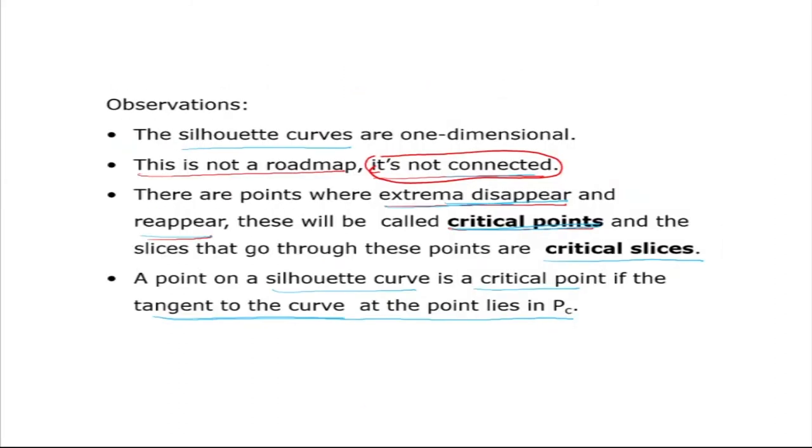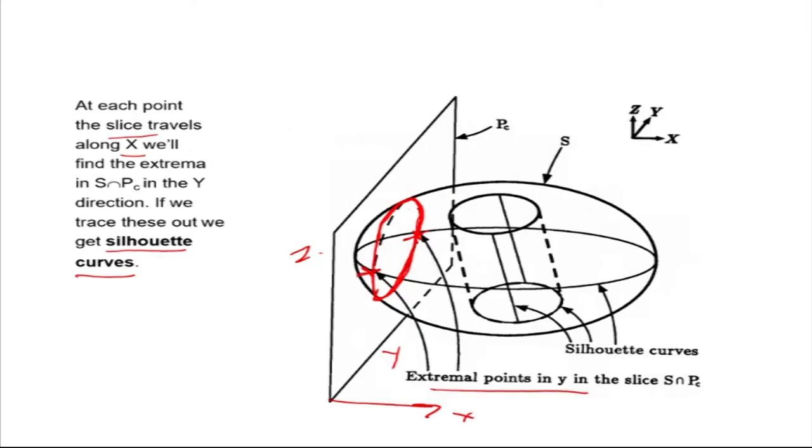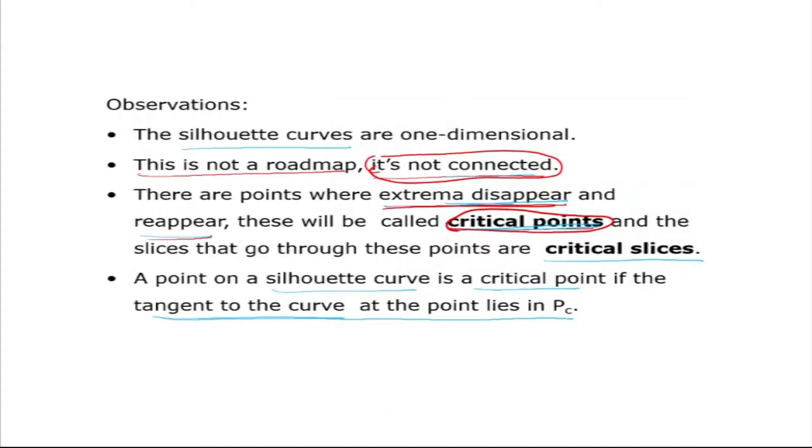Now, there are points where extrema disappears and reappears. These are called critical points. Because the structure is such that there is a hole in there, there will be places where the extrema is going to disappear and reappear again. And these points are basically what we call critical points. So there are points where the extrema disappears and reappears, and these are called the critical points, and the slices that go through these points are called critical slices.